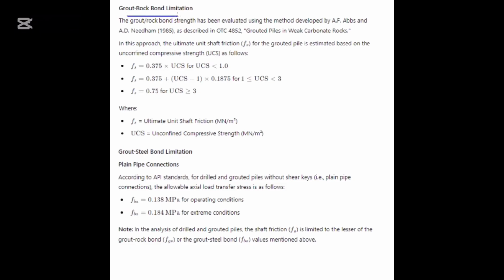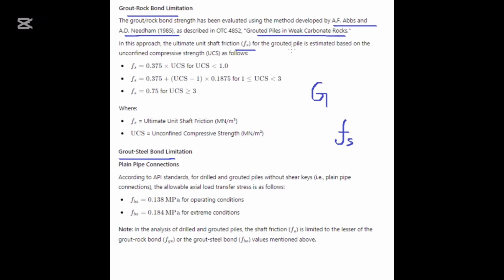Here we can see the grout rock bond limitation and the grout steel bond limitation. There are two things we need to consider. The grout rock bond strength has been evaluated using the method developed by Apps and Needham in OTC, Grouted Piles in Weak Carbonate Rocks. In this approach, the ultimate unit shaft friction is estimated.